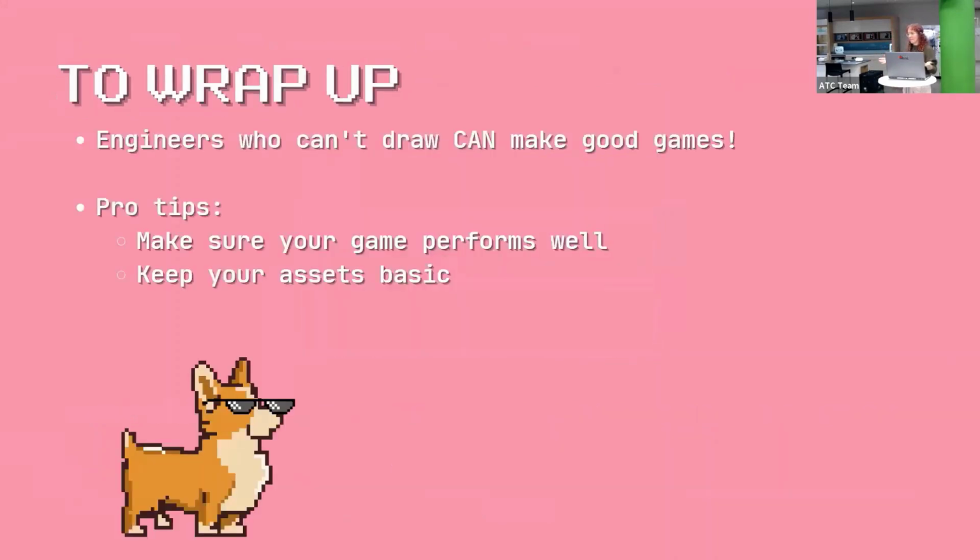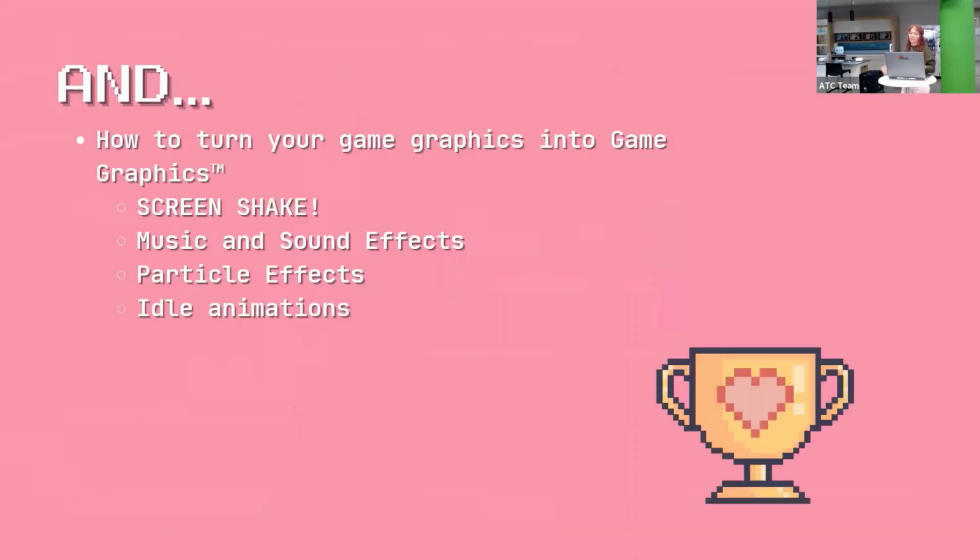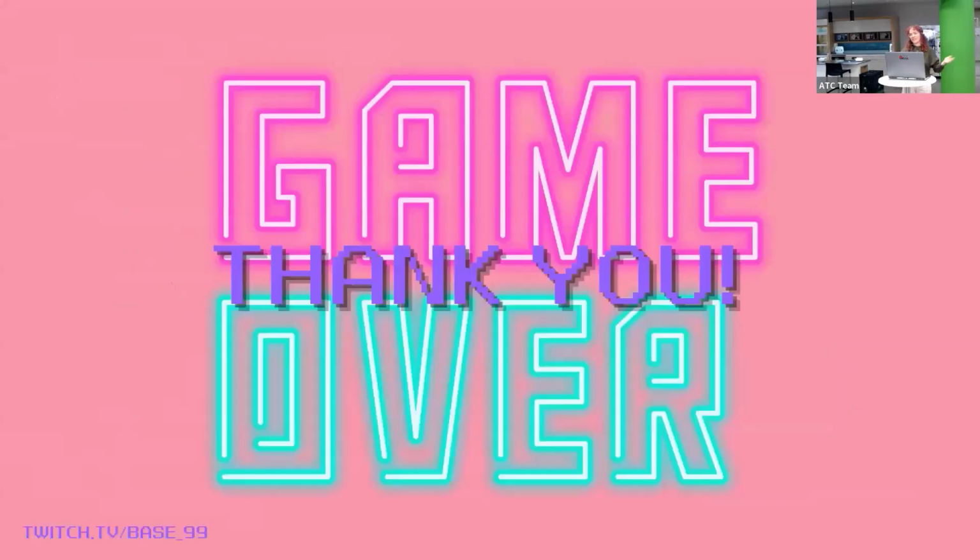So to wrap up, engineers who can't draw can make good games. The pro tips include making sure your game performs well and performs equally on different devices, keep your assets basic, and most importantly, game feel. That's how you turn your game graphics into game graphics TM. Things like screen shake, music and sound effects, particle effects, and idle animations. So if you stick to these hacks, you too can become a digital artist without ever having taken an art class.